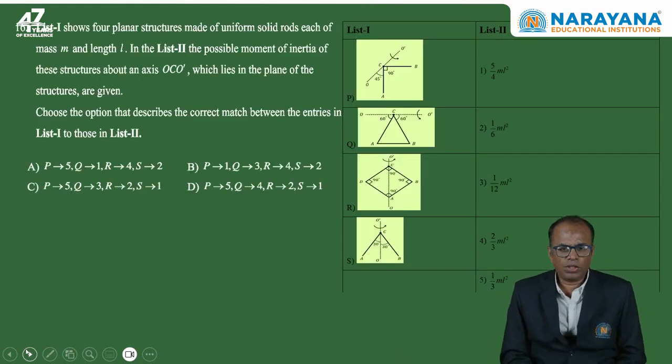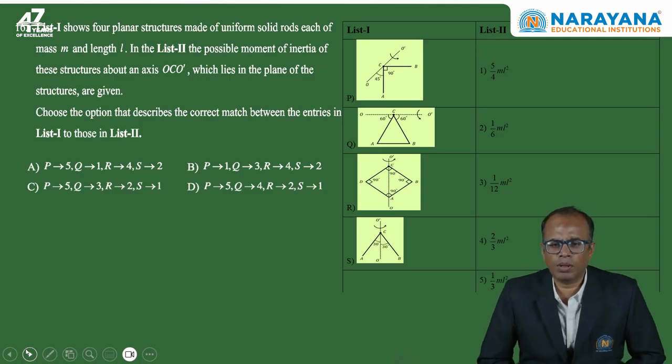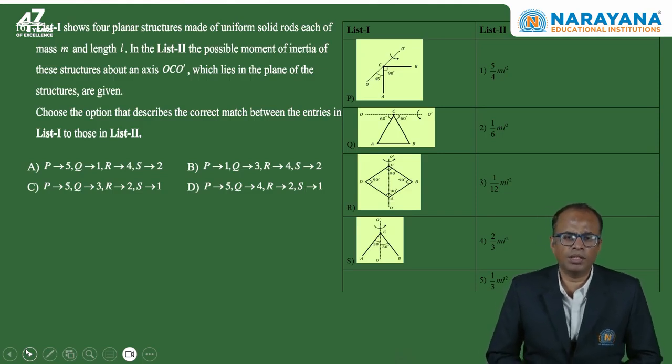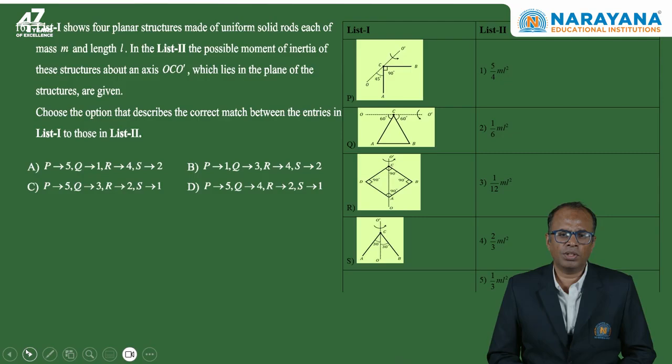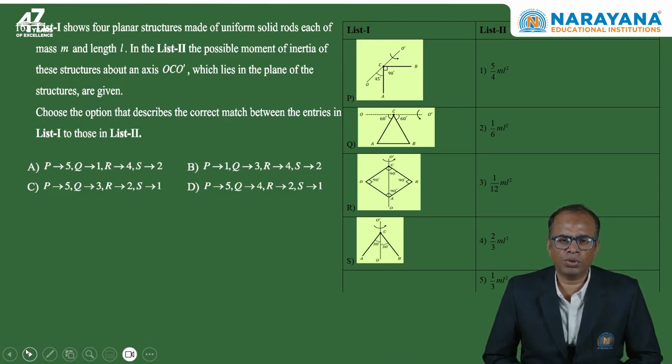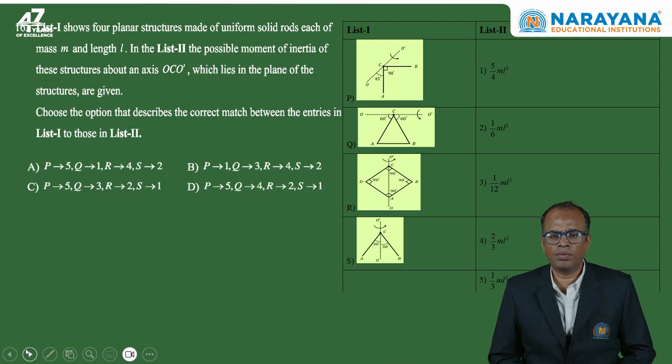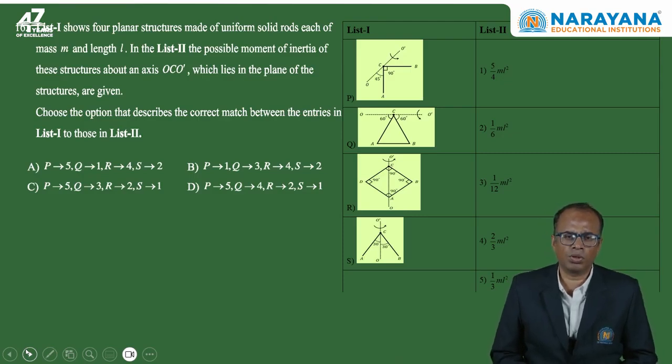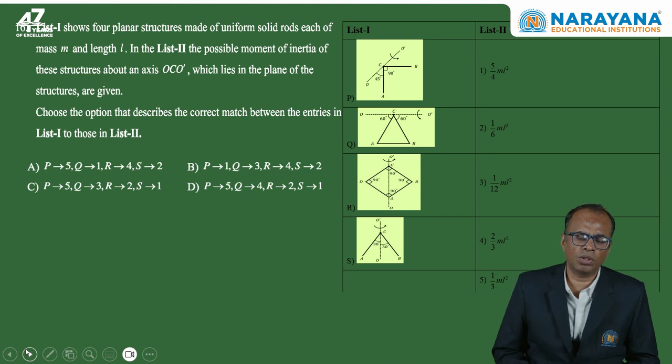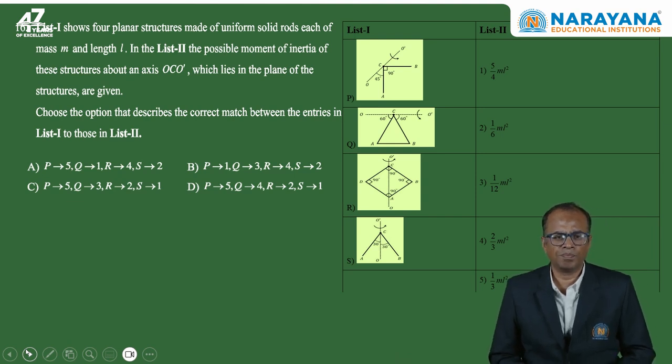Okay, that brings us to the last question of this paper. The paper is lengthy and exhaustive. As I've seen from the students' feedback, many of them were not able to manage time, but those who were good at physics are actually getting high scores because they could save time in physics and devote it to other subjects also.